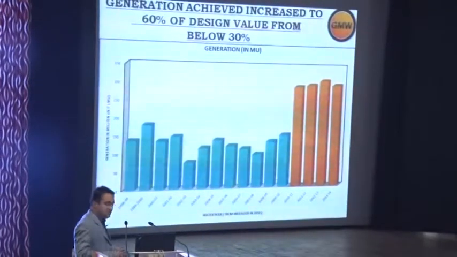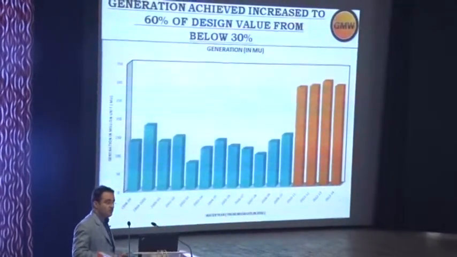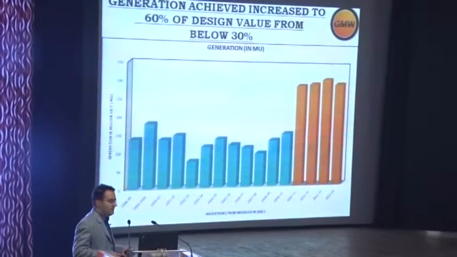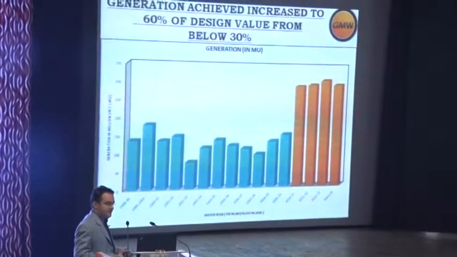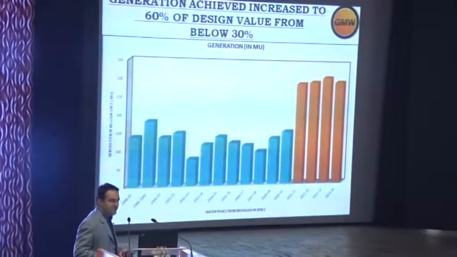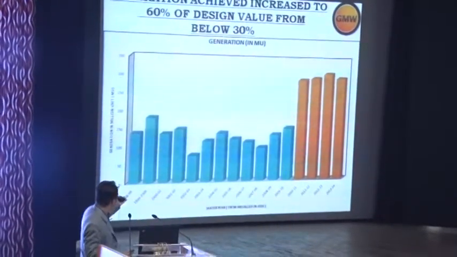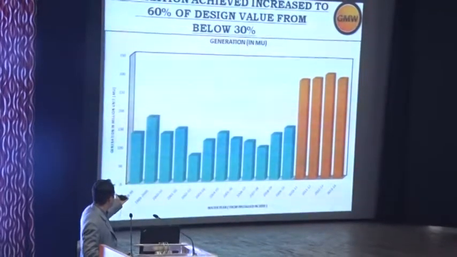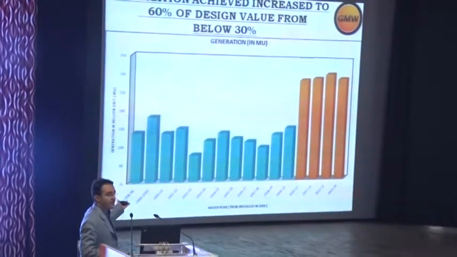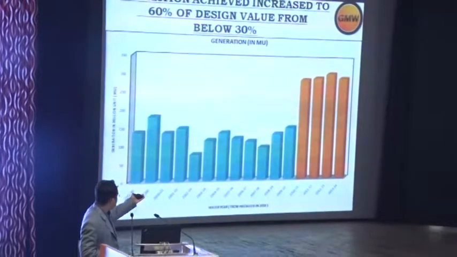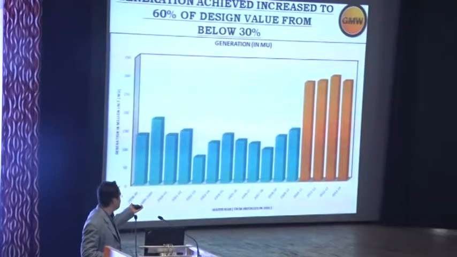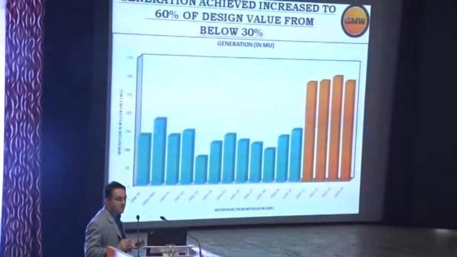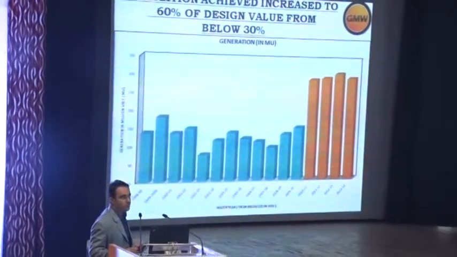When we started making the graphical representation, it looked like a cricket score, where there is a steady start in the beginning and then an acceleration in the end. This is the generation data where the blue bars show the generation with no trash rack cleaning machine, and the orange ones show the generation after installation of the trash rack cleaning machine, which raises the generation. This data is taken from the official website of OHPC.